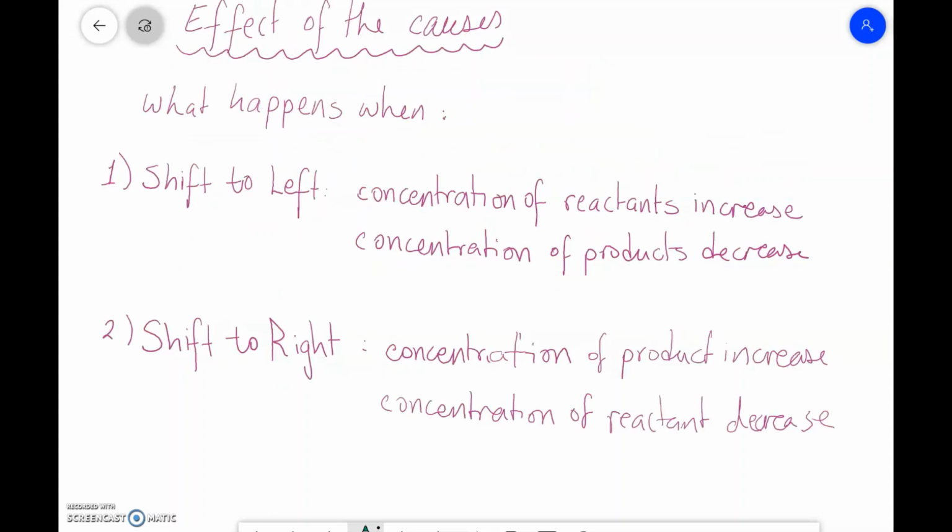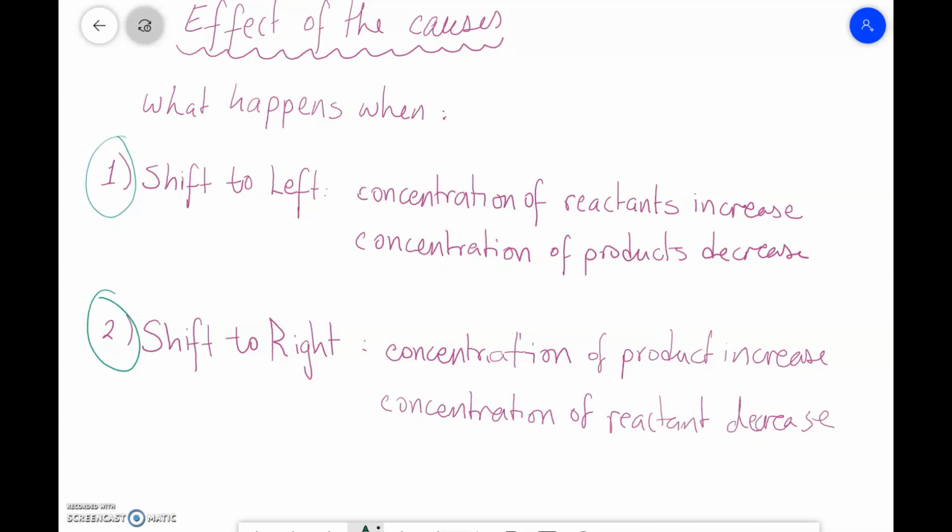Now we've discussed the various effects, and there are 4 of them: an increase in concentration of reactants, a decrease in concentration of reactants, an increase in product concentrations, and a decrease in product concentrations. All of these causes have effects, and the effect of these causes can be put into 2 groups.